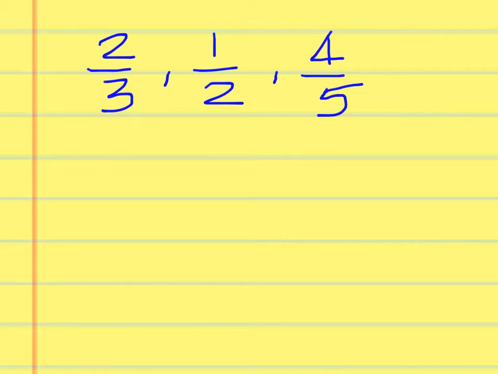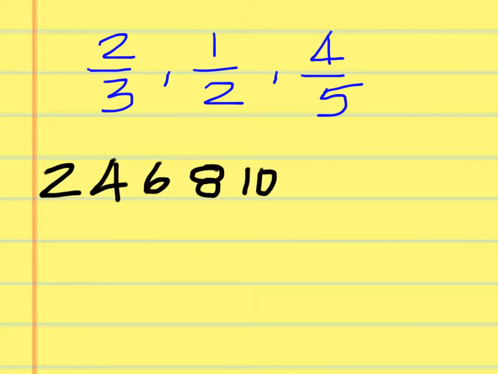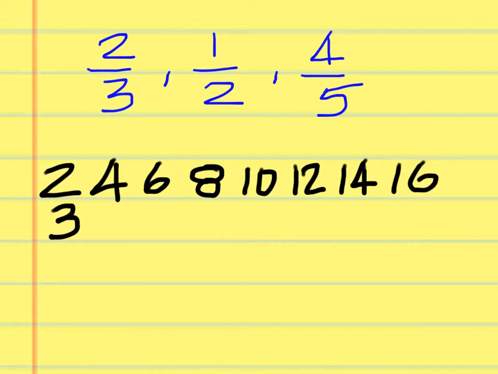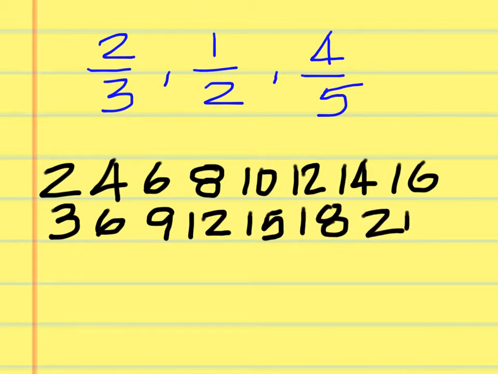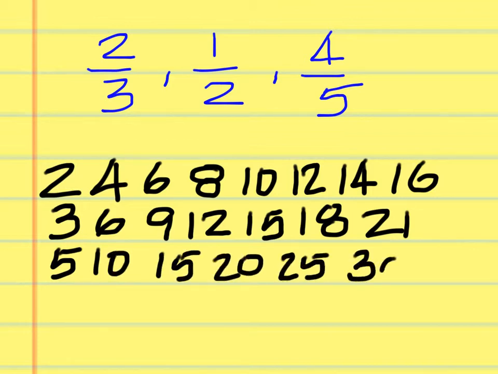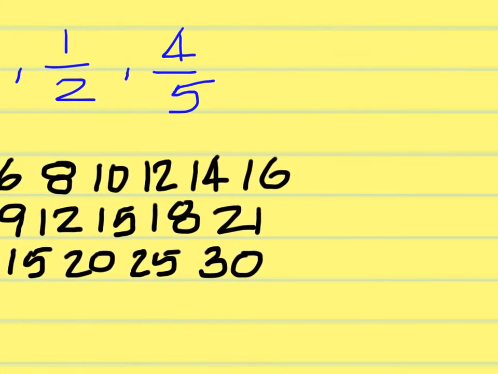5 will not divide into 6 evenly. You can do the multiples of 2: 2, 4, 6, 8, 10, 12, 14, 16. Multiples of 3 are 3, 6, 9, 12, 15, 18, 21. And for 5, it's 5, 10, 15, 20, 25, 30. Do we have a number that appears in all 3 lines so far? No, so it looks like we have to continue these on a little bit.